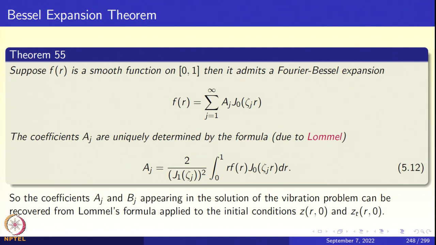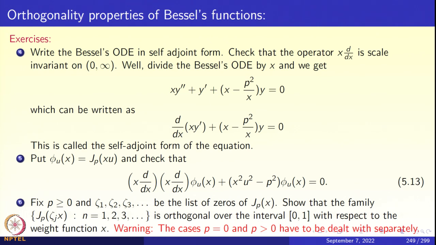Completeness is what the Bessel expansion theorem talks about. Completeness is difficult and we shall not discuss that. Orthogonality we shall discuss here. So orthogonality with respect to the measure r dr. So that's the objective of the next series of 5 or 6 exercises. So first thing would be to write the Bessel equation in self-adjoint form.